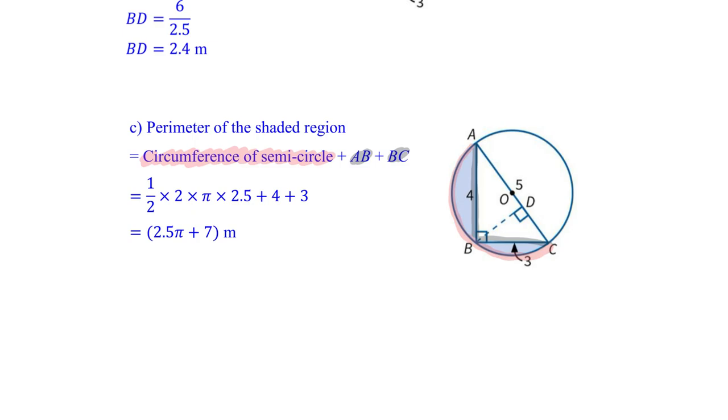Again, leave your answer in terms of pi. Okay, let me highlight. This is this semicircle. Half times 2 pi r. R is 2.5 plus AB plus BC. And for those who are not very good at this, please take note. Half times 2 times 2.5 will give me 2.5 pi. The pi, just write it as it is.